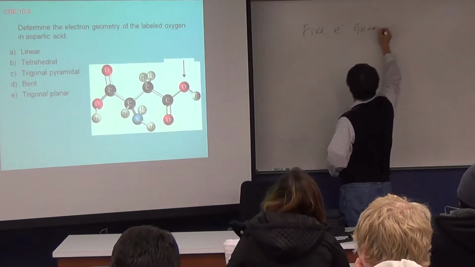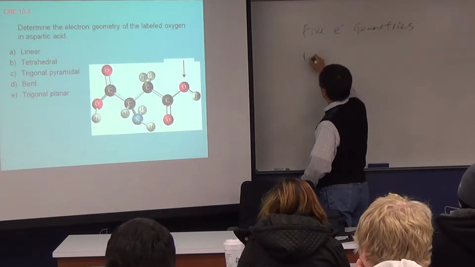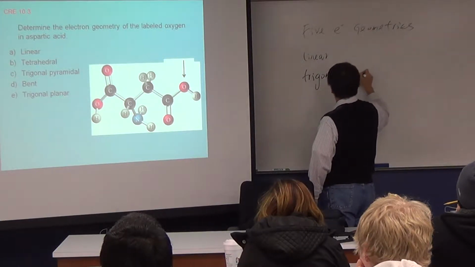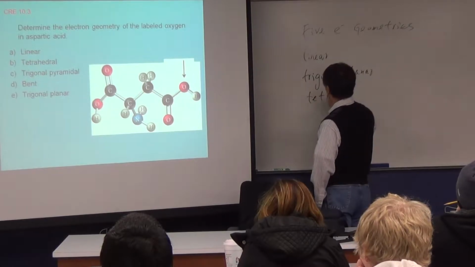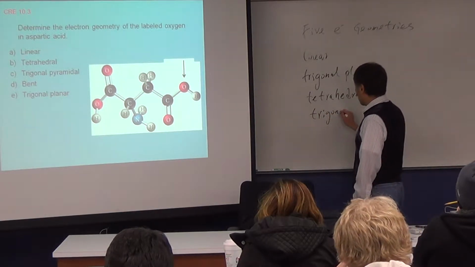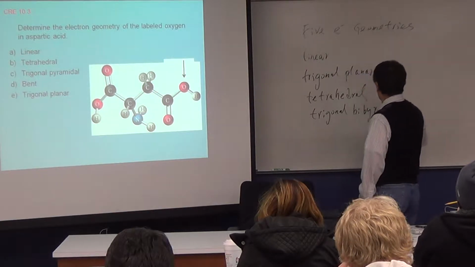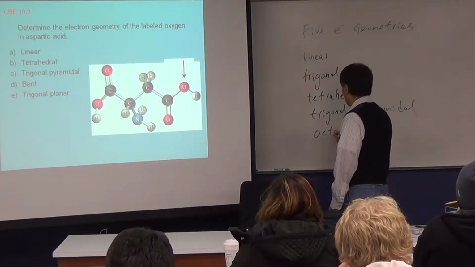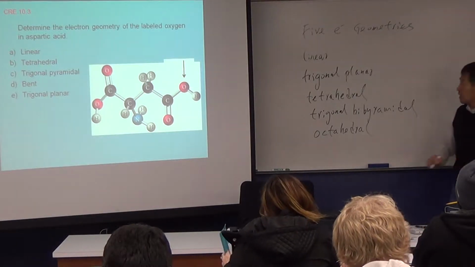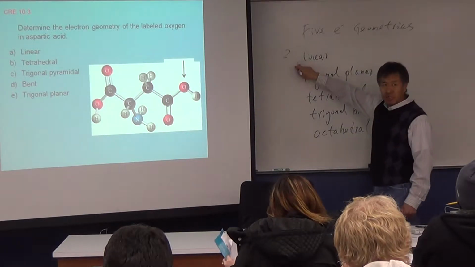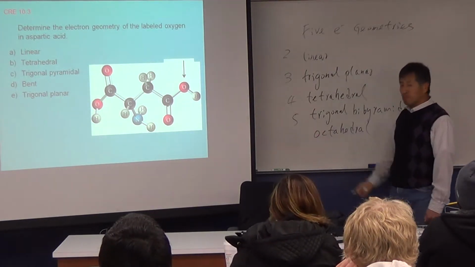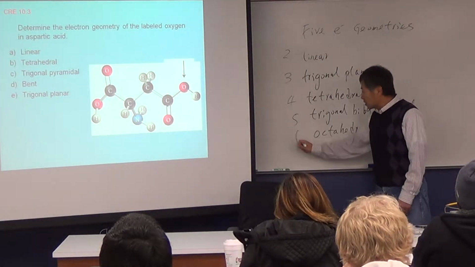Electron geometries: linear, trigonal planar, and then the other one is trigonal bipyramidal. So that depends on how many electron groups you have. If you have 2 groups, it will be linear, 3 groups will be trigonal planar, 4 groups will be tetrahedral, 5 groups will be trigonal bipyramidal, and 6 groups will be octahedral.